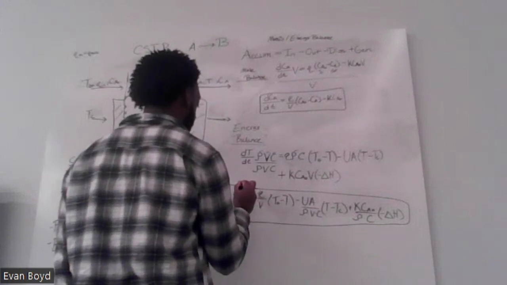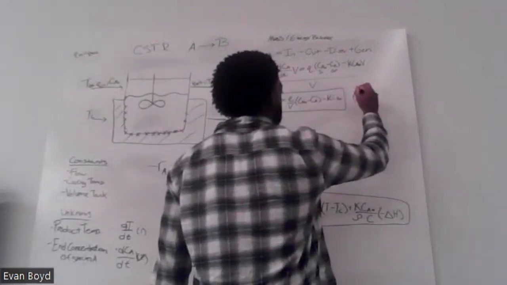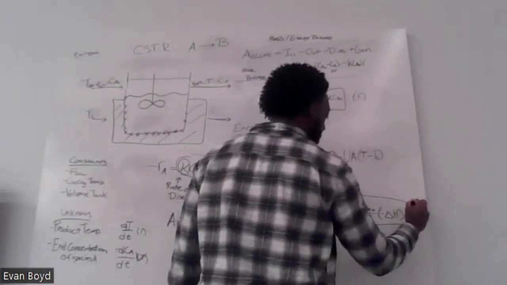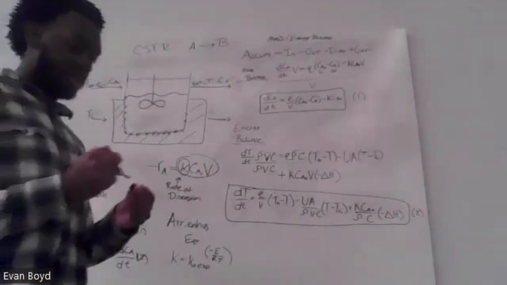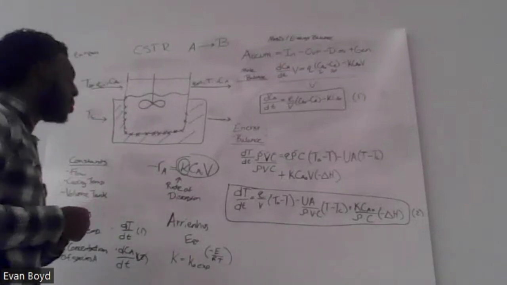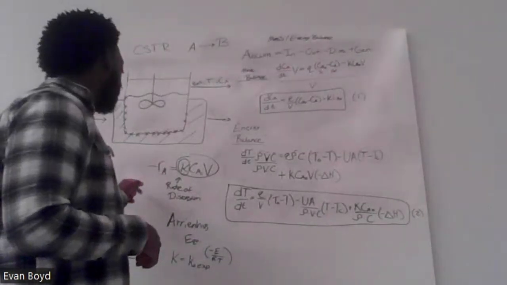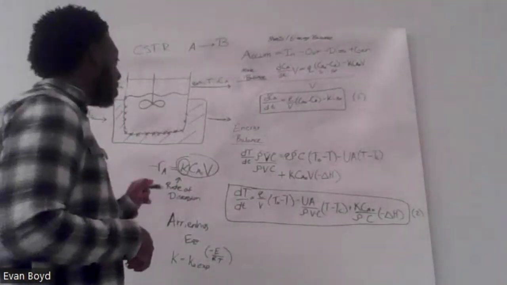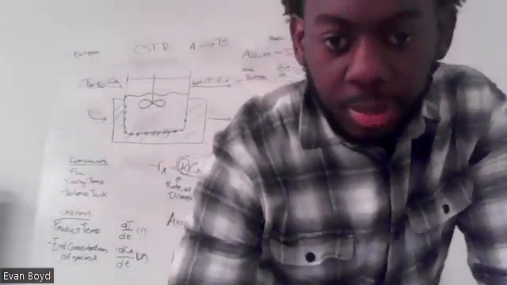Okay. All right. So now these are our two equations that we derived for the CSTR. And now the next step is that we'll put this into Python and we will get a mathematical and graphical view of how this looks. Okay. All right. I'll see you guys on the next part.